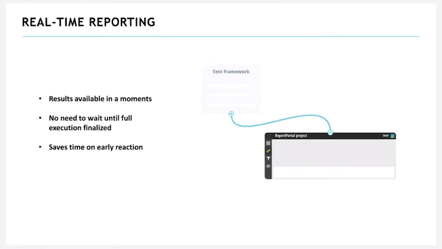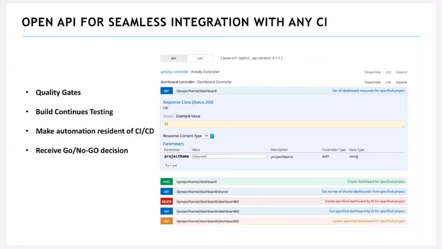The real-time reporting, as I mentioned, is one of the benefits which really helps you save time on early reaction. There is no need to wait until the full execution of your tests is finalized. If you see that the first test cases started to fail because of an environment issue, you can definitely stop the automation, fix it, and restart, rather than wait the next 8, 6, or 10 hours to receive the whole completed execution.